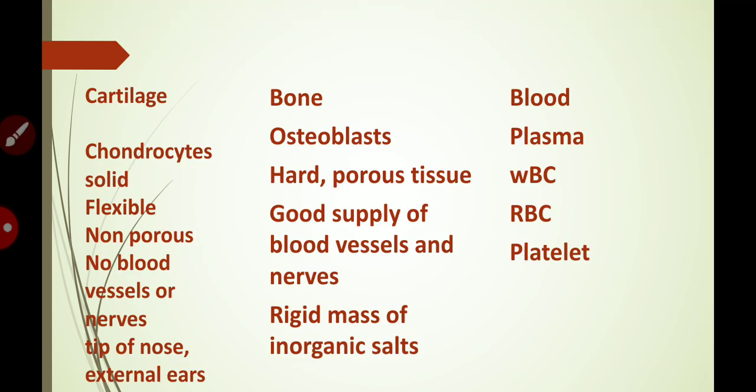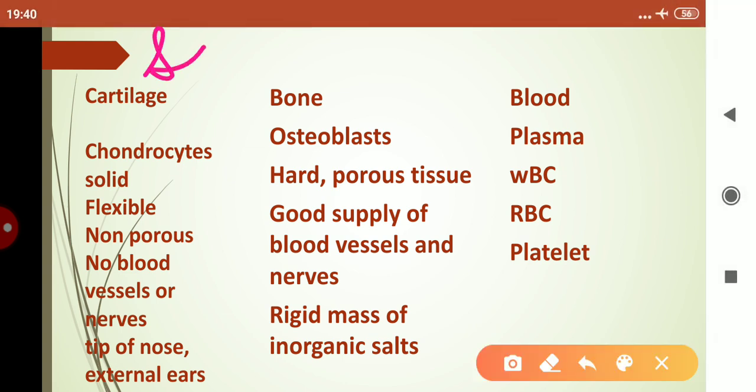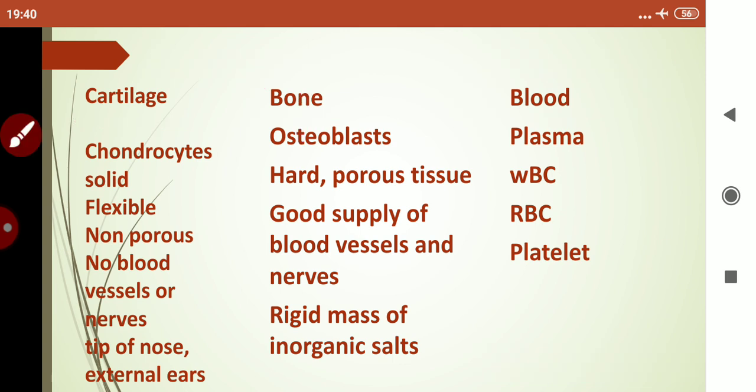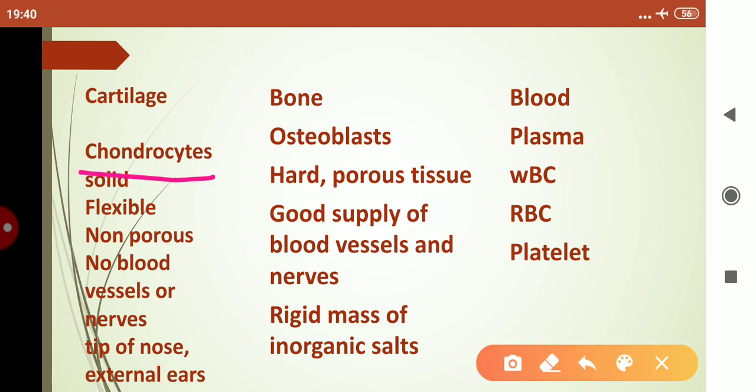Now, specialized connective tissue includes two types. The first one is the supportive. Supportive means cartilage and bone, and the second one is the fluid. Fluid means blood and lymph. Now, cartilage includes different cells. The names of the cells are chondrocytes and chondroblast.